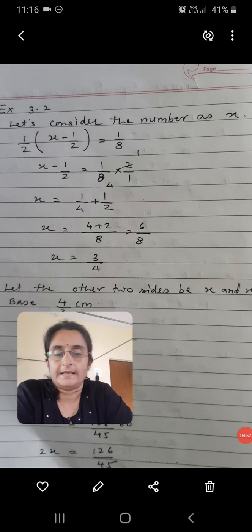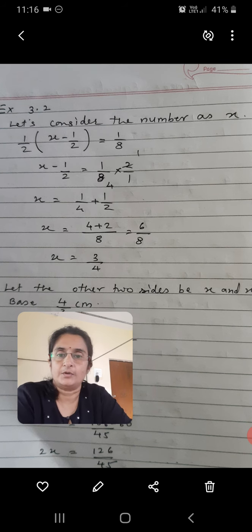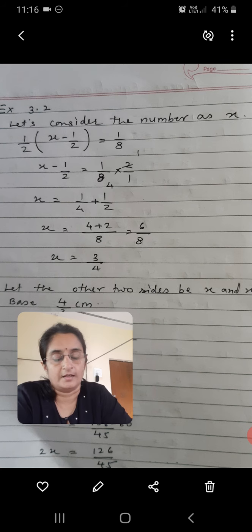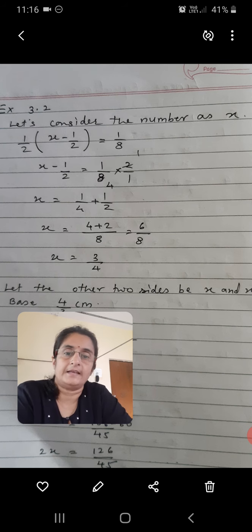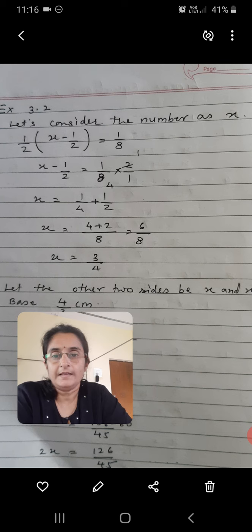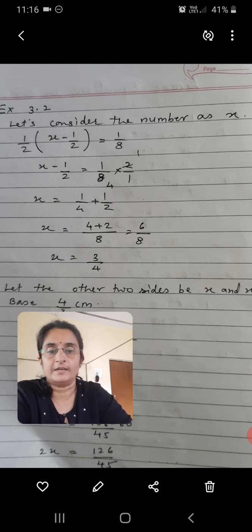Let us go to the next exercise, that is 3.2. Here story problems are given. Those story statements you have to convert into a linear equation and solve. Here making the equation is the important thing. Once you know the equation, solving is easy because you have learnt it last year and in the first exercise also. I have chosen a few sums from your exercise.